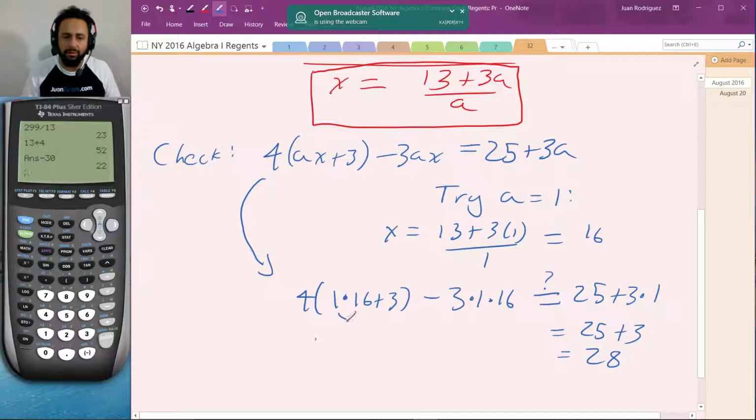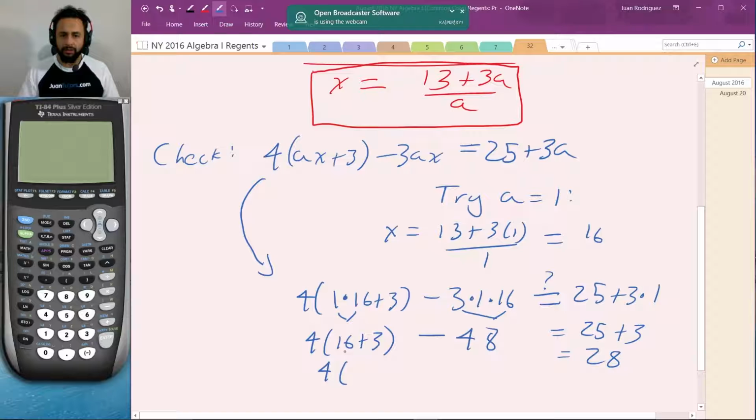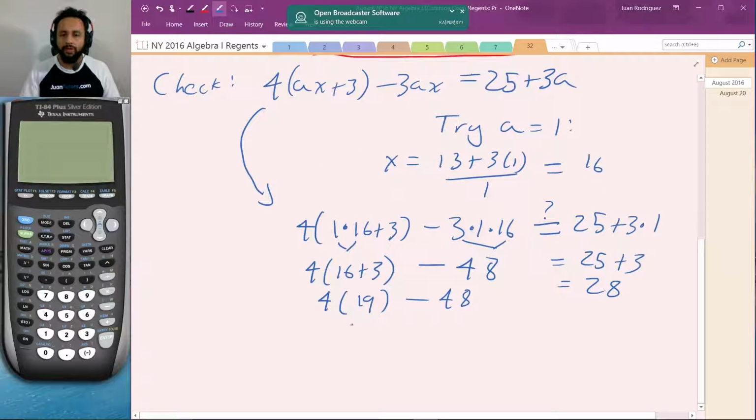1 times 16 is 16, so 4 times (16 plus 3) minus 3 times 1 times 16. 3 times 1 is 3, times 16 is 48. 16 plus 3 is 19, so 4 times 19 minus 48. Okay, I better get 28. Let's see. 4 times 19 I can do as 4 times 20 minus 4, which is 76. Then 76 minus 48 is 28.